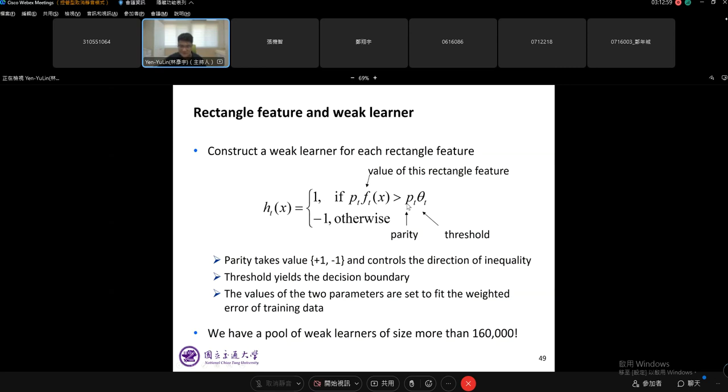If p_t takes a value of -1, its effect is to change the direction of the inequality operator here. So via this equation, you can realize how to construct a weak learner based on our prior knowledge about one particular problem.